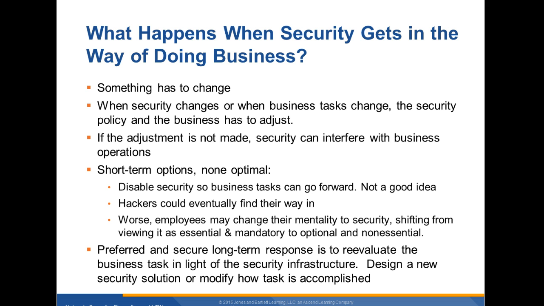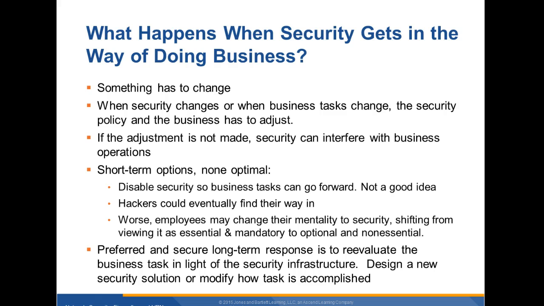What happens when security gets in the way of doing business? Something has to change. When security changes or when business tasks change, the security policy in the business has to adjust. If the adjustment is not made, security can interfere with business operations.